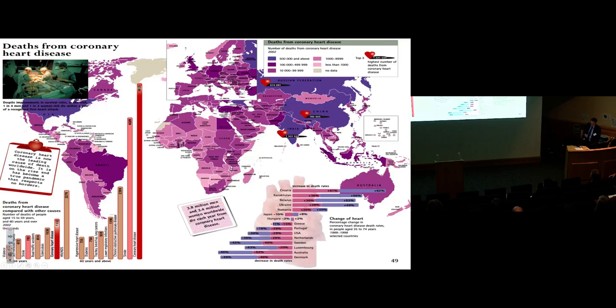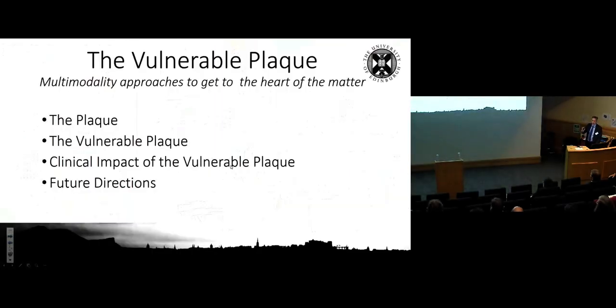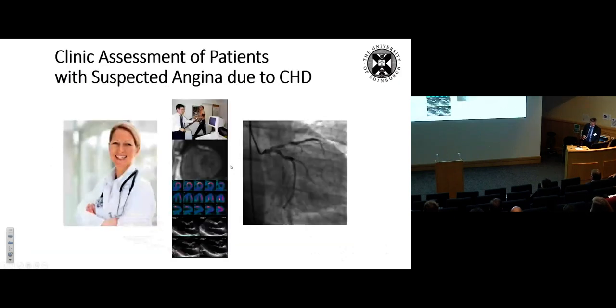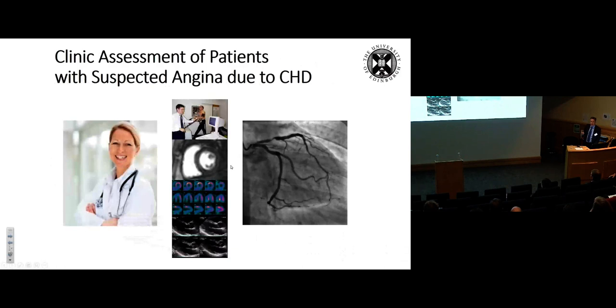So that's why certainly the vulnerable plaque is going to be very critical, because ultimately that's what causes most of the cardiovascular disease that we see. So what I'm going to do very quickly over the next 10-15 minutes is go through identifying the vulnerable plaque and the implications of that. And obviously, first of all, you have to identify the plaque. Now, as a cardiologist, usually what happens is we guess.